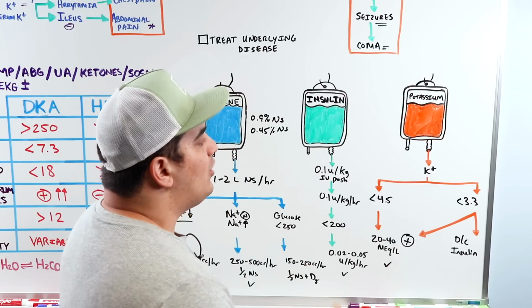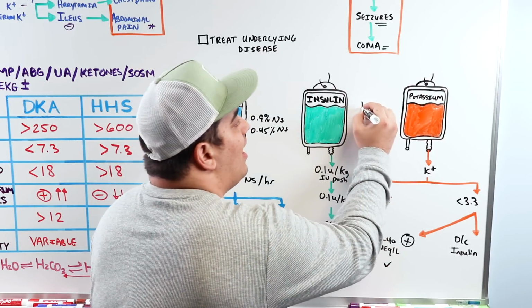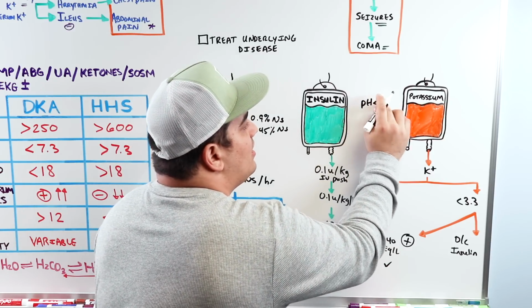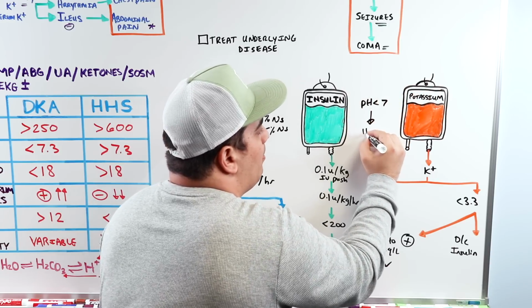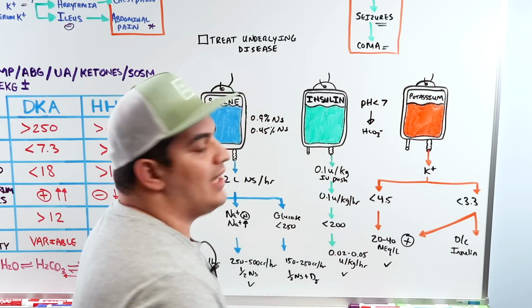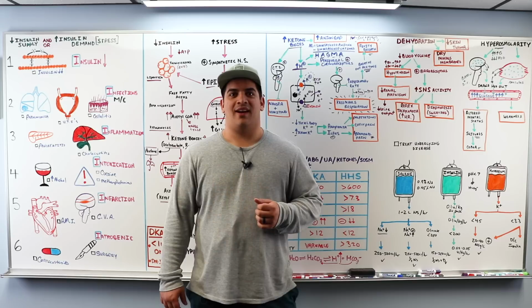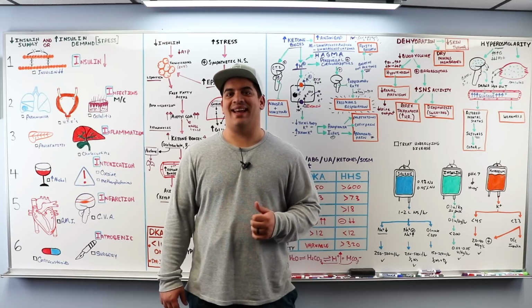Okay? The last thing to remember is that because this person can be acidotic, if the pH is less than 7, severely acidotic, sometimes you can give what's called bicarbonate, because it's a base and it's going to try to bring the pH back up. All right, engineers, so in this video, we talked about DKA and HHS.